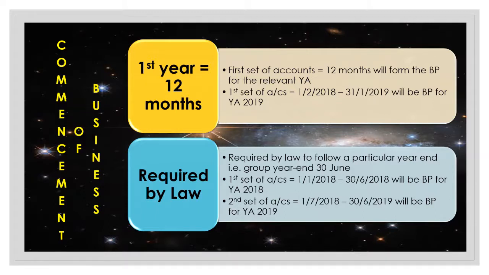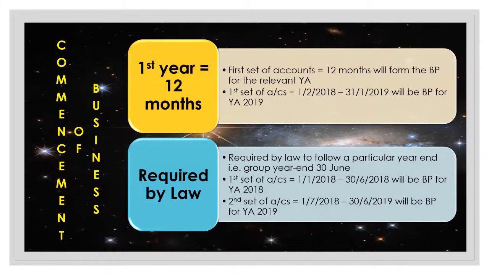Okay, the next one is required by law. Required by law is where your first set of accounts is not equivalent to 12 months, because under the law you have to follow a particular year end. Especially when you are a subsidiary of a group of companies, because under company law, in order to facilitate consolidation, most of the time you would follow the year end of the group.